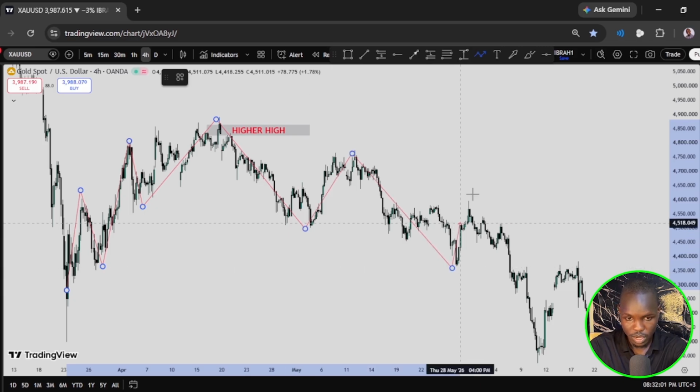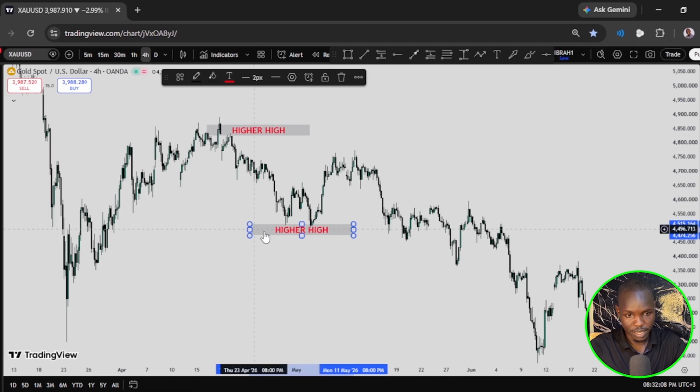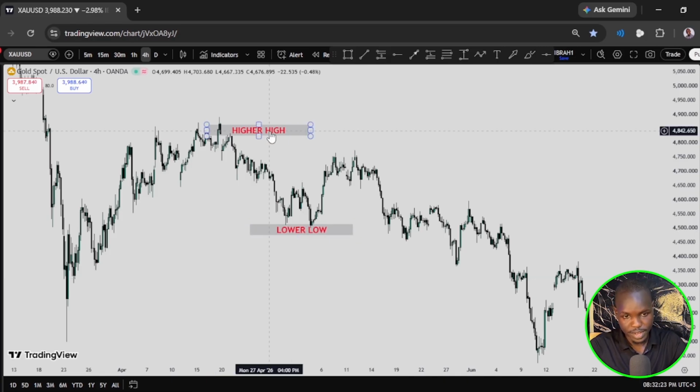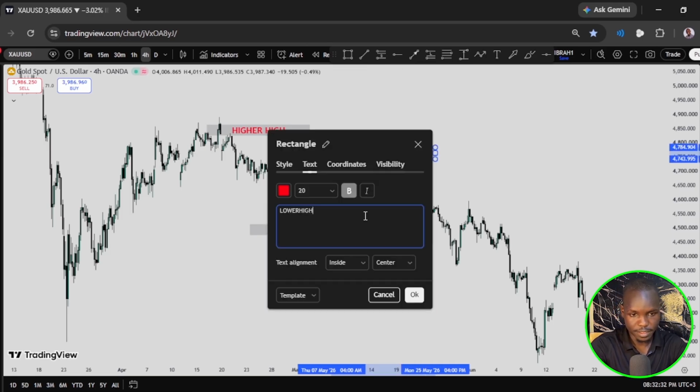Lower low, lower high, lower low, lower high. As simple as that. So from here, we pushed down and formed a lower low. It's a lower low because this is the last low that was formed after the formation of the higher high. Right here we have a lower high, a lower high, just like that.